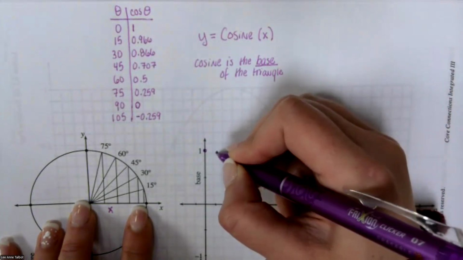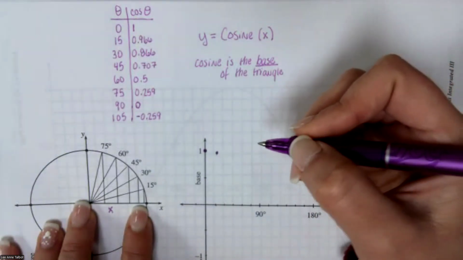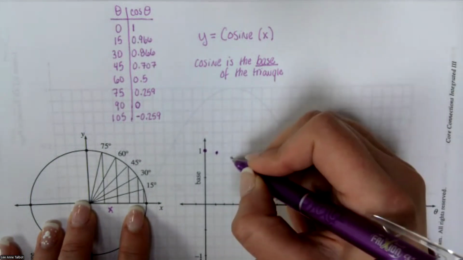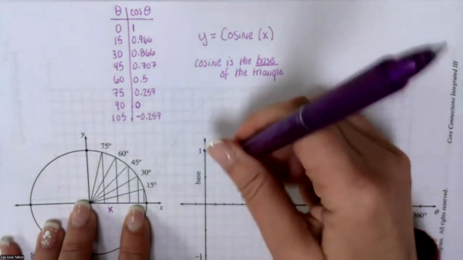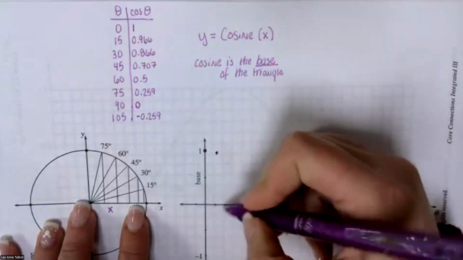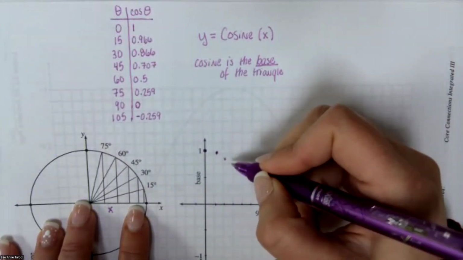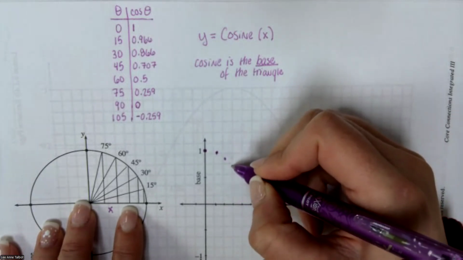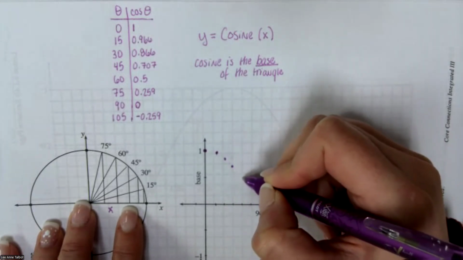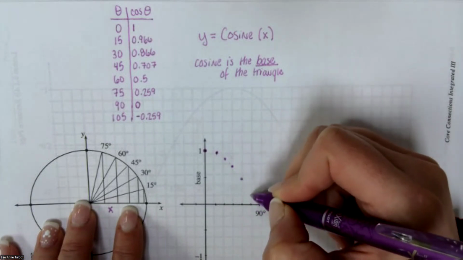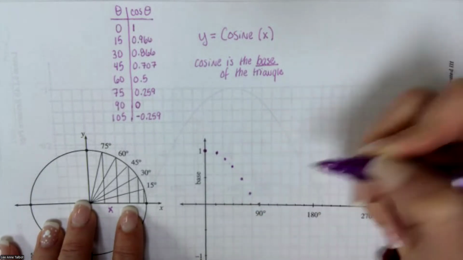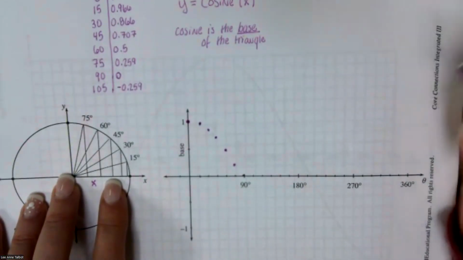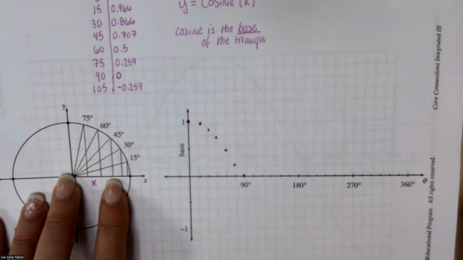Okay, at 15 degrees, 0.965, so just make it a tiny bit lower. 30 degrees, 0.865. It would really help if I could actually put it straight above the mark. Okay, next one, 0.707. 0.5, 0.25, 0. So you're getting your wave that you expect. It just didn't start at the origin this time.